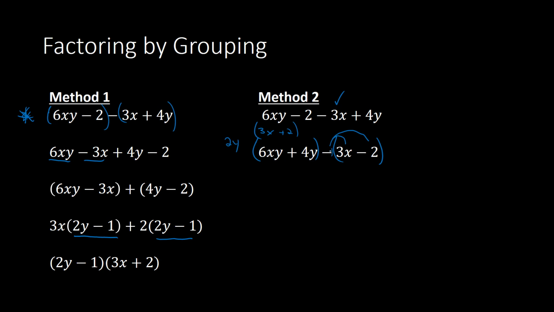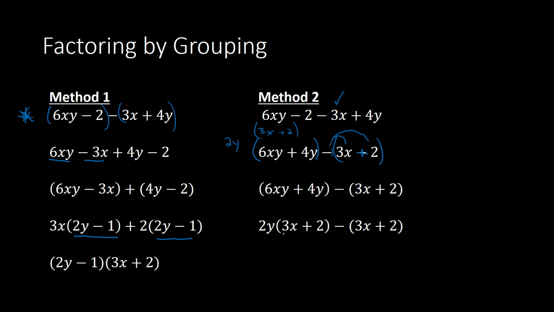So when I have a negative out here that's connecting the two binomials that I'm grouping together, make sure you change the sign here in the center. Make that into a positive if it was a negative, and if it were a positive, make it into a negative. So change the sign here, and you're going to get 2y times 3x plus 2, and then minus 3x plus 2.